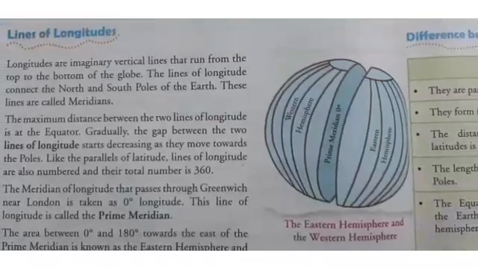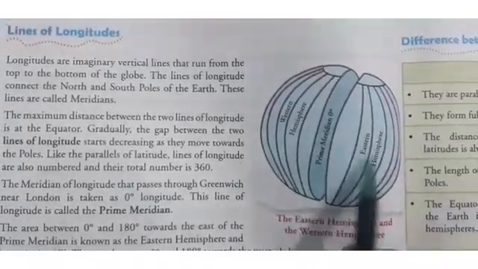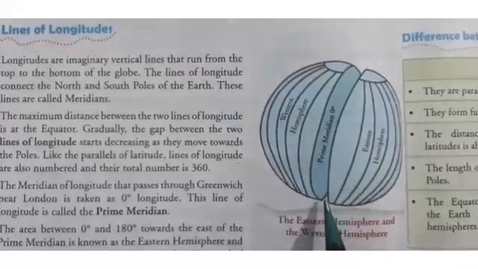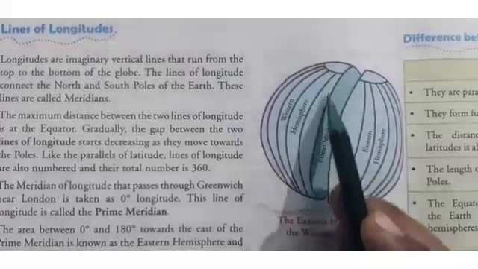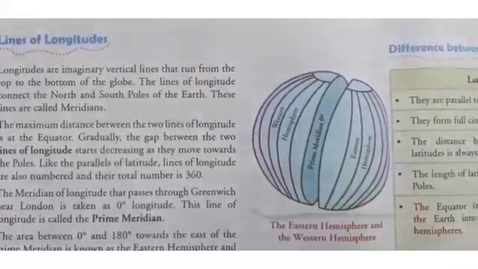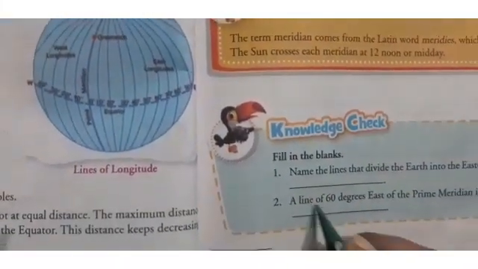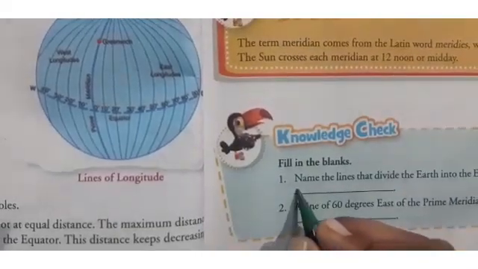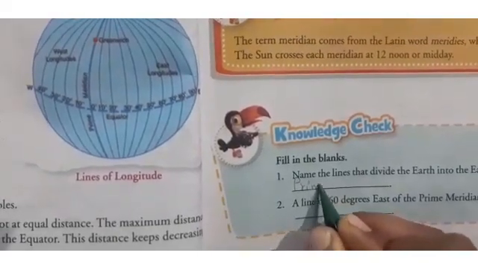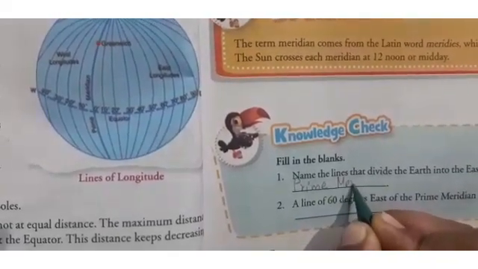For this answer, just look at this picture. This one, just see, this is eastern hemisphere and this is western hemisphere. So which line is dividing? Can you see? Yes, this is prime meridian. So the answer is prime meridian. Let's write here the answer. This is prime meridian.